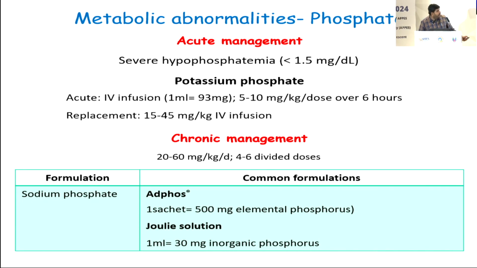The most commonly used are the sodium phosphate agents, which include Adphos, which is commonly available now, where one sachet contains 500 milligram of inorganic phosphorus. The other commonly used are the neutral phosphate and the Joulie solution. Neutral phosphate tablet contains 250 milligram per tablet, and the Joulie solution has 30 milligram per 1 ml.